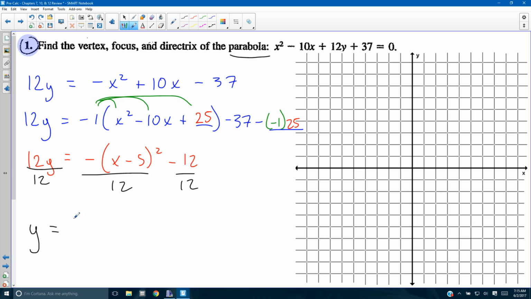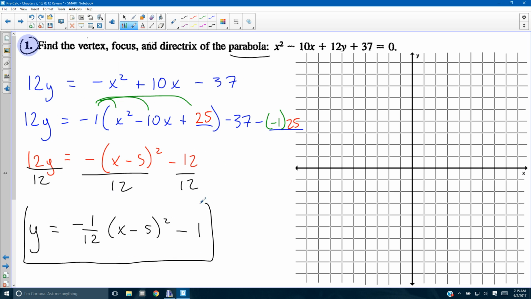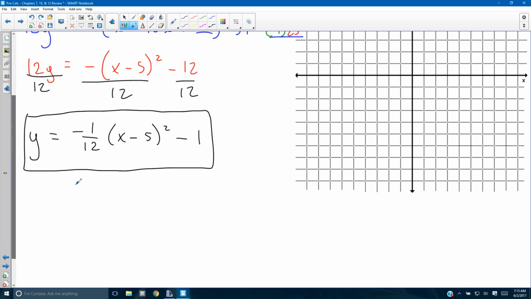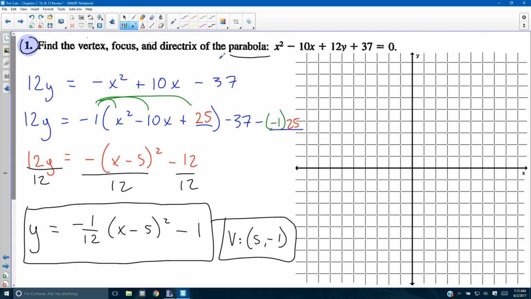So y equals negative 1 divided by 12. That's my stretch factor. I'm going to write that out in front here. That's x minus 5 quantity squared minus 1. Here's vertex form of my parabola, which reveals the vertex to be the opposite of the h, which is 5, comma, negative 1. There's the vertex. I've answered one of my 3 questions here. I found the vertex.